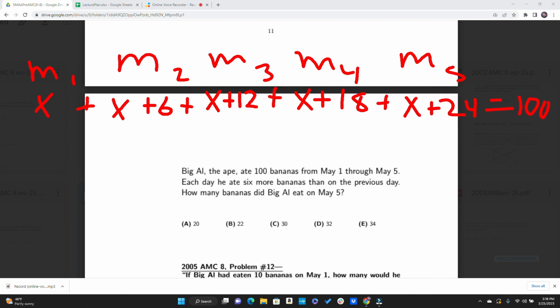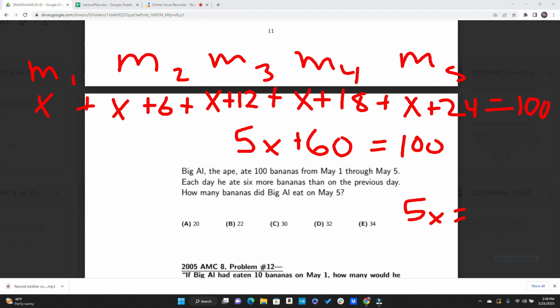Okay, let's see if we can simplify that. We have 6 plus 12 plus 18 plus 24, that's 60. Right, adding that up, we get 60. And then we have X plus X plus X plus X plus X, that's 5 X's. So 5X plus 60 equals 100. Okay, can we solve for X? We can subtract 60 from both sides of the equation, so we then get 5X equals 40, and then we can divide both sides of the equation by 5 and get X equals 8.